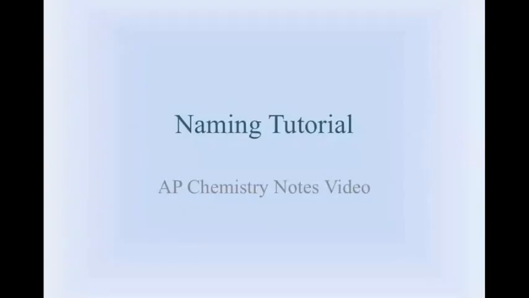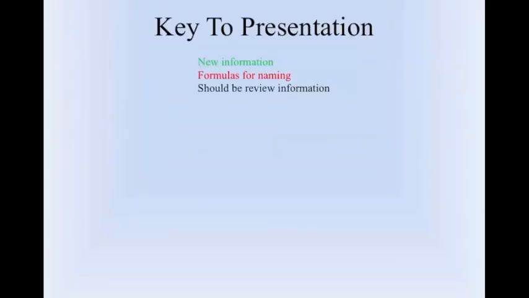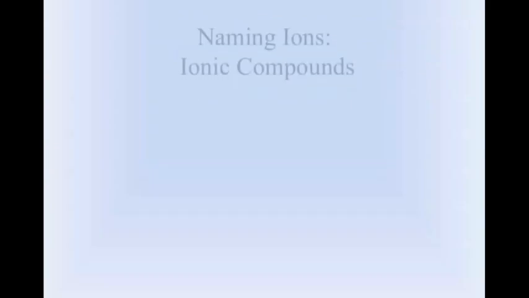For AP Chemistry. This tutorial is going to go fast, so you should stop anything that you need to write down. The key to the presentation: green information is new, anything in red is for formulas for naming, and black should all be review information.